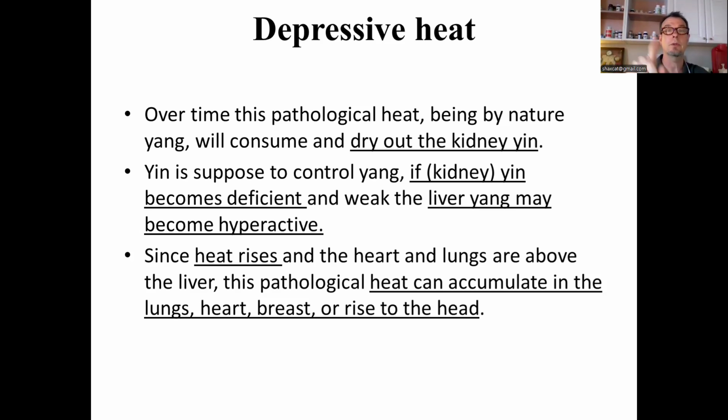Heat starts to rise, and then you'll see it pop up in, say, the heart, with palpitations, or the lungs, with a cough. You'll see that in hepatitis a lot. The heat can also rise to cause headaches, and you could have some emotional issues because of the heart getting a little hot. Heat can accumulate in the lungs, heart, and the breast tissue. You can start getting some lumps in the breast tissue because of that.